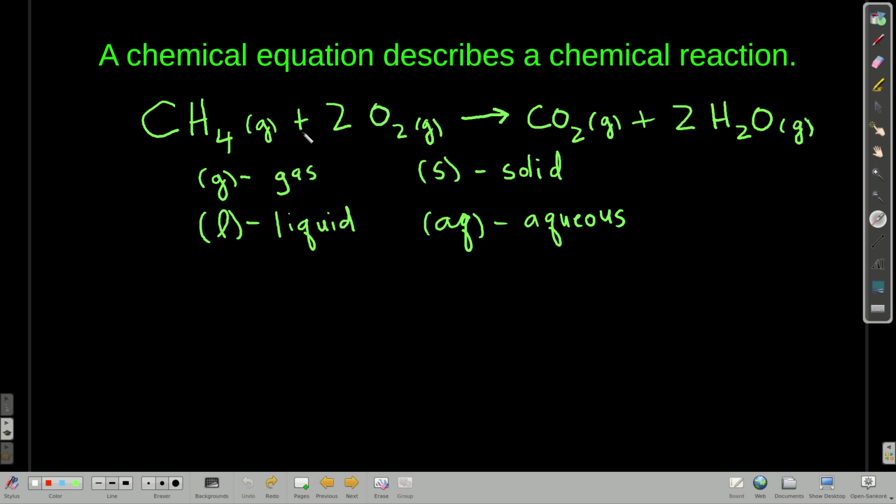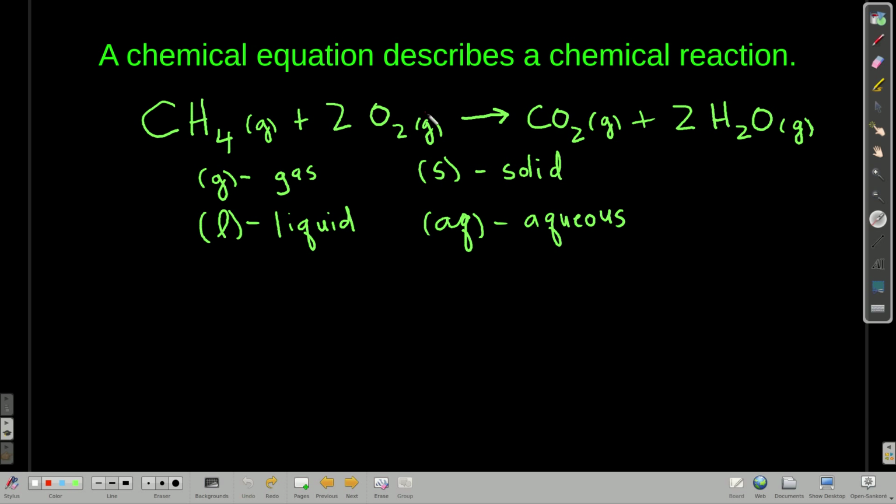Now, in this chemical equation, there's some basics that we should know. One is the notation in parentheses after each of these compounds denotes what state it's in. G stands for gas, L stands for liquid, S for solid, and AQ, that's a Q, stands for aqueous. Aqueous means it's dissolved in water. It ends up in this reaction, everything's a gas, but not always.